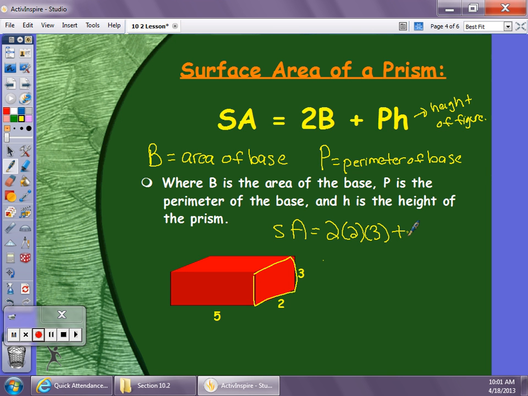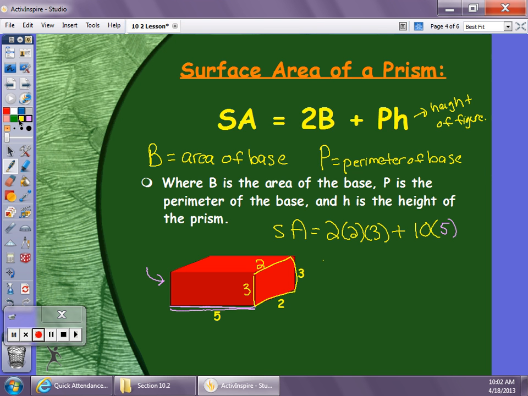So if we look at the perimeter, okay, so we add up all the sides, 2 plus 2 plus 3 plus 3 gives us a perimeter of 10. And remember that little h represents the height of the figure. So the height is going to be the segment that connects the two bases. Okay, and it has to be perpendicular. So remember the other base is hiding out over here. So the height is 5.